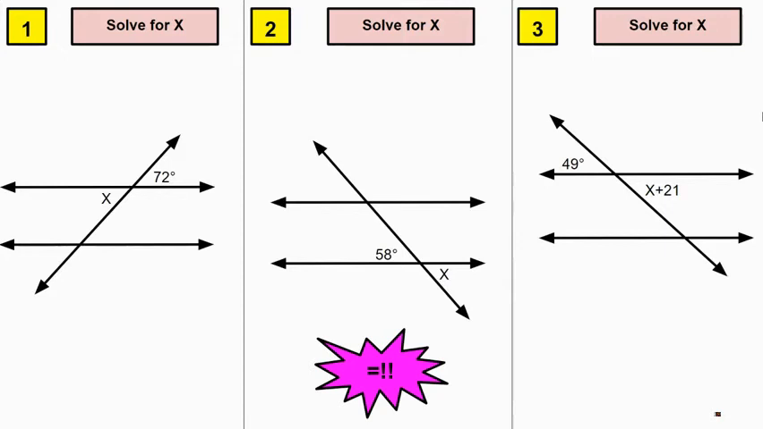Here are 3 problems I want you guys to solve on your own. That's why I asked you to have a calculator, pencil, paper, in case you need it. There will be questions on Edpuzzle, so I will let you guys solve these 3. And remember, vertical angles are congruent. So these are all examples of vertical angles and equations.